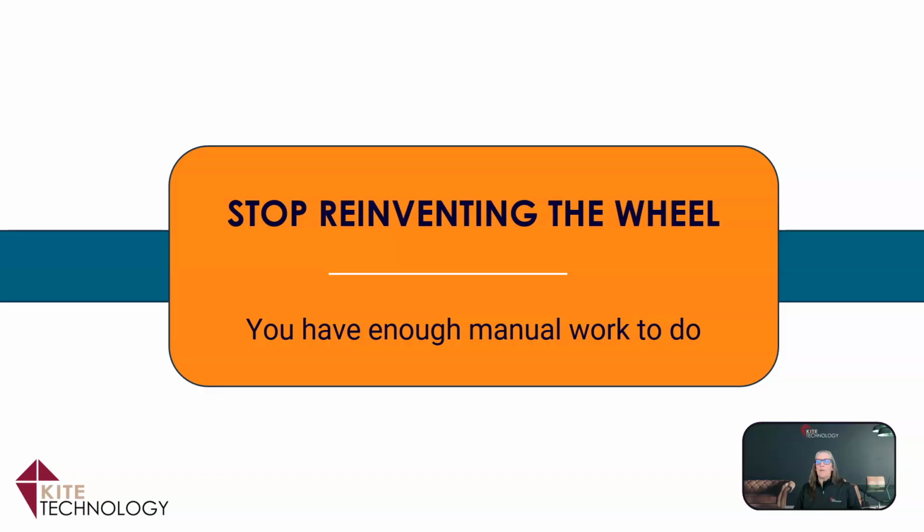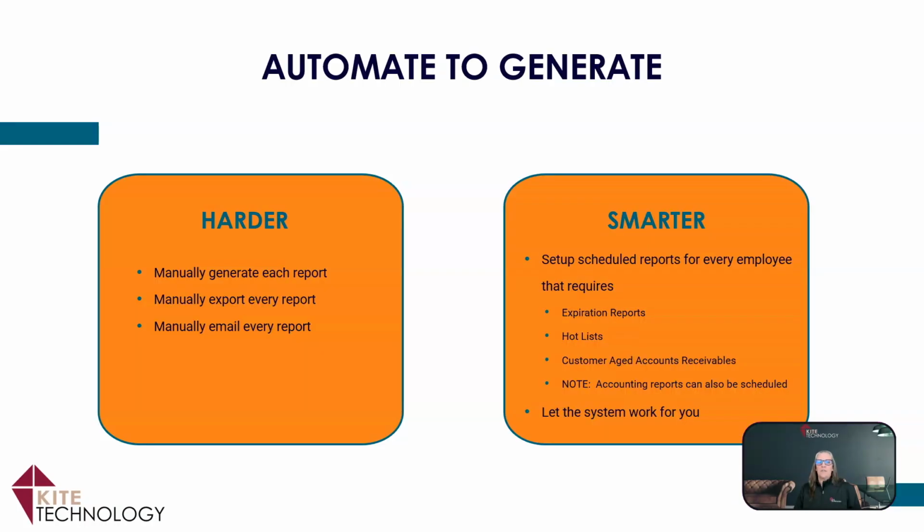So let's stop reinventing the wheel. You have enough manual work to do. We need to do smarter work, not harder work. Harder means manually generating each report. Harder means exporting every report. Harder means emailing every report. But smarter is to set up scheduled reports for every employee that requires expiration reports, hot lists, aged accounts receivable, and accounting reports can also be scheduled. Let the system work for you.